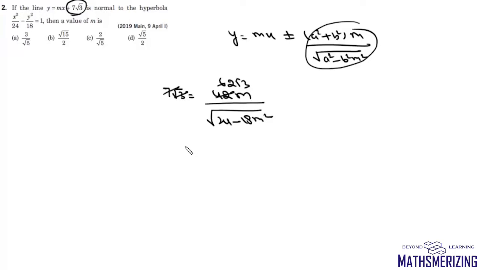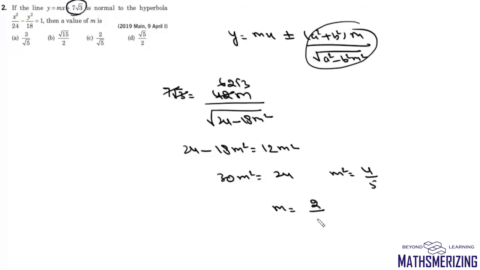Now we'll square it, we'll get 24 minus 18 m square, and it'll be equal to 12 m square. So we'll get 30 m square equals 24. That is, the value of m square is 4 by 5. That is, the value of m is 2 by root 5, and that's your option number C.